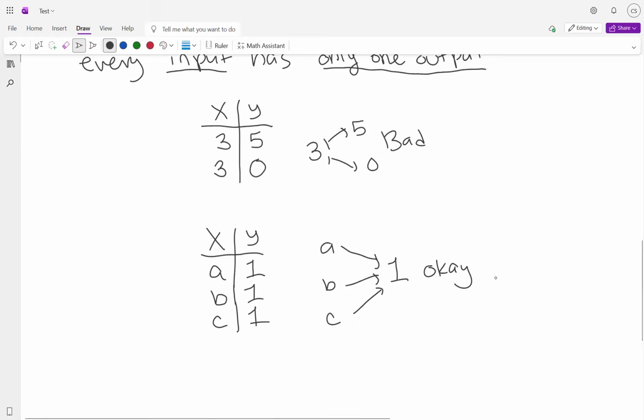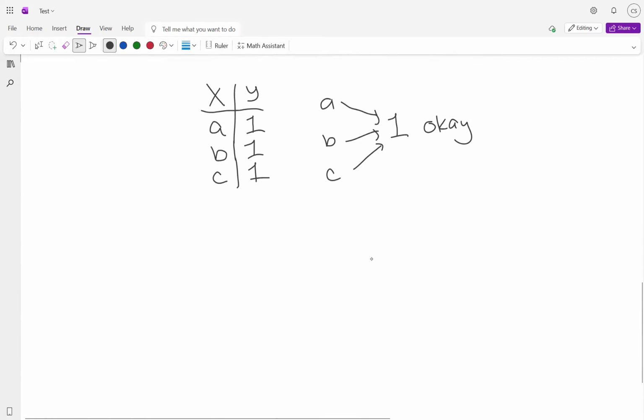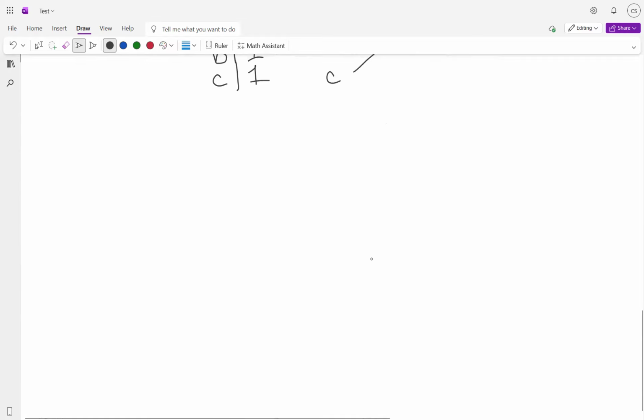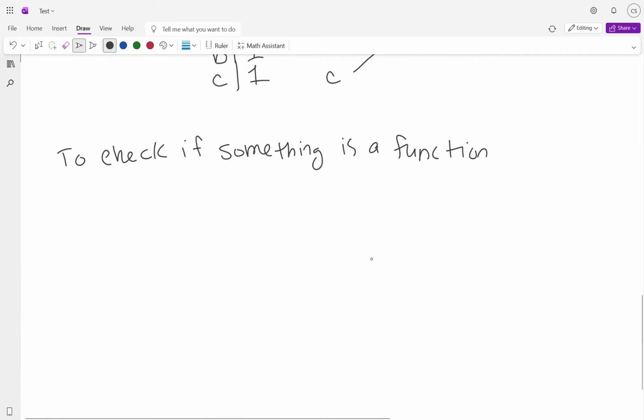Okay. So when we want to determine if something is a function or not, we're going to mostly be looking for repeated outputs, or sorry, inputs. So we want to look for repeated inputs.